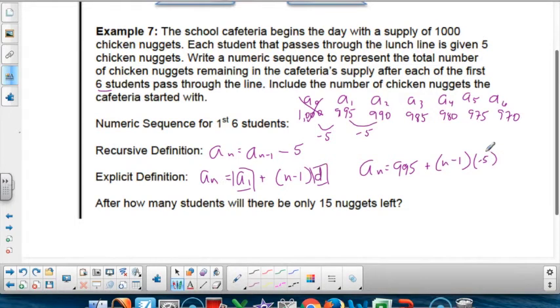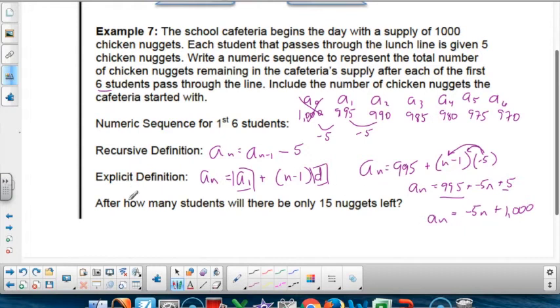I put that in parentheses this time because otherwise it'll look like I said minus 5, and I want to remind myself that I'm multiplying by 5. So I'm going to distribute that, and then I've got 995 plus negative 5n, and then negative 5 times negative 1 is positive 5. When I combine those like terms, I end up with negative 5n plus 1,000. Notice that that gets me back up to the number of nuggets I had before any students went through. So that's that real starting value before any of the students came and got their nuggets.